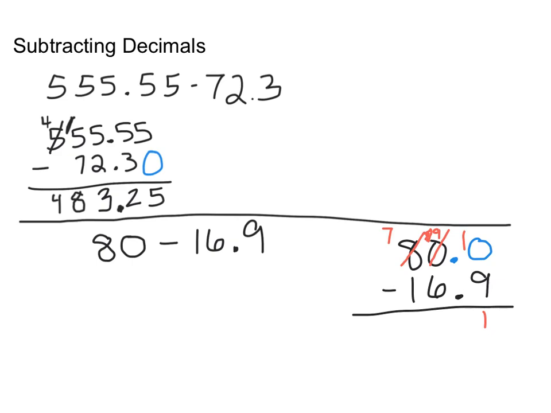I only have 9 left in the next spot. 9 minus 6 gives me 3. And then only 7 left in the tens place. 7 minus 1 gives me 6. So the decimal goes in the same spot, and I end up with 63.1.